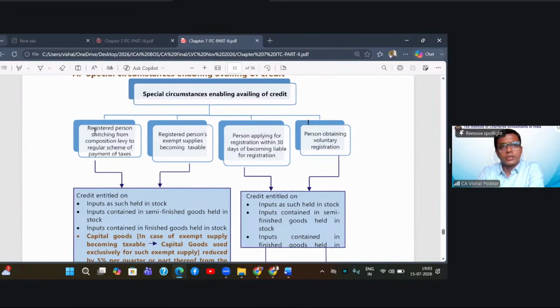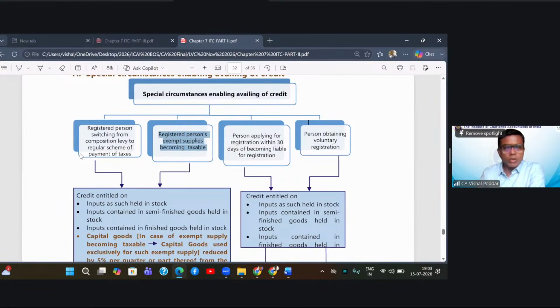Next scenario is where you are already registered, but you are acting as a composition dealer. Now you want to switch to regular scheme. So third category is a registered person who is switching from composition to regular. Fourth category, registered person who is till now engaged in exempt supplies and now his supplies are becoming taxable.